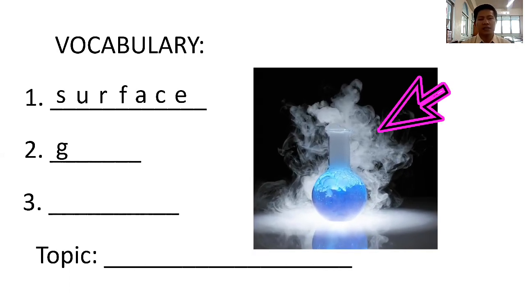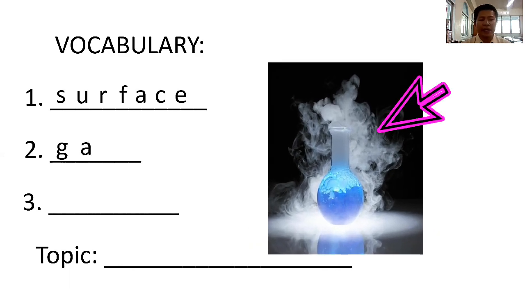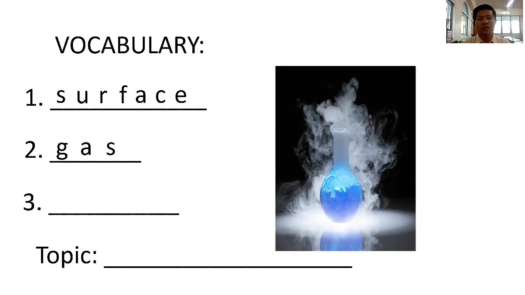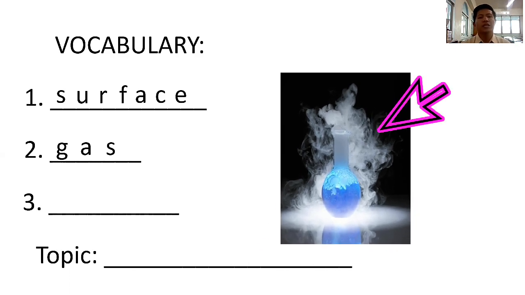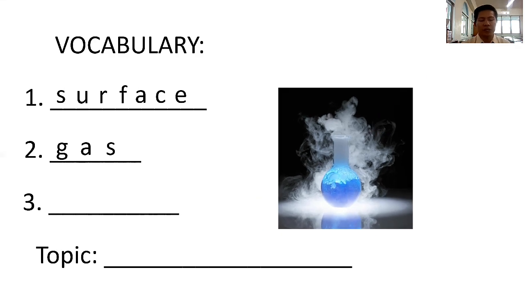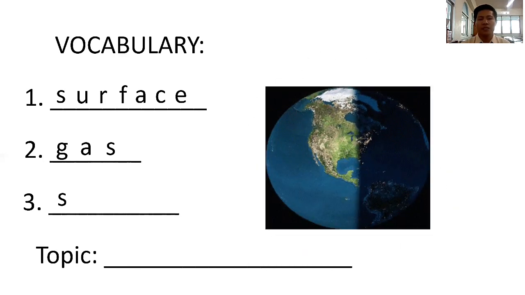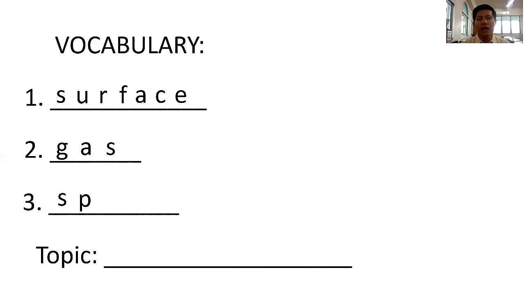Gas. Spell G A S. Again, G A S. Gas. Very good. Our next word is, say it now, spin. Spin. Spell S P I N. Spin. Okay, let's summarize.